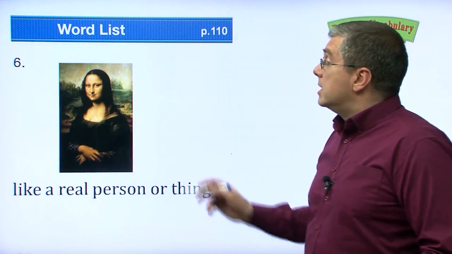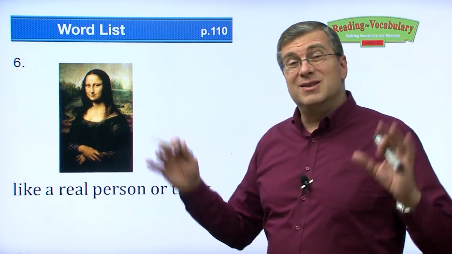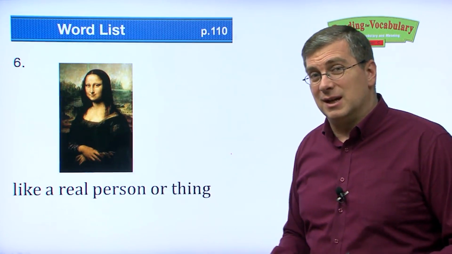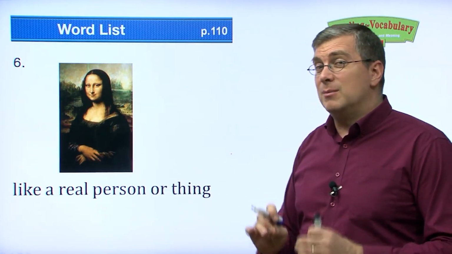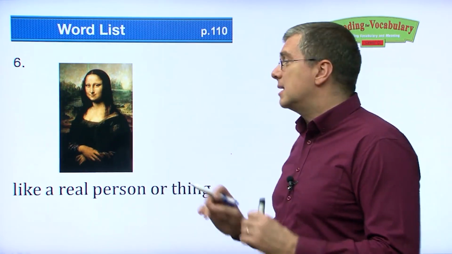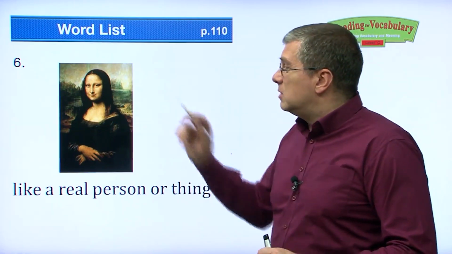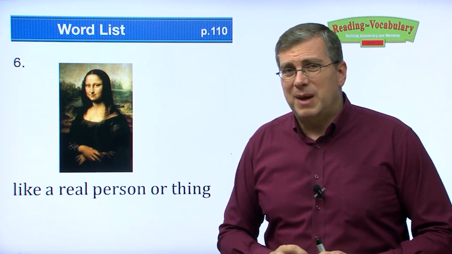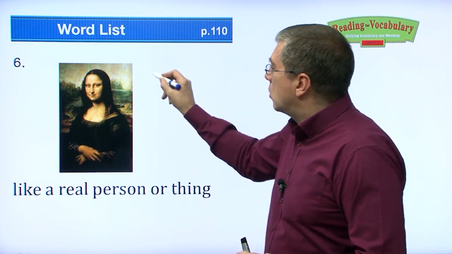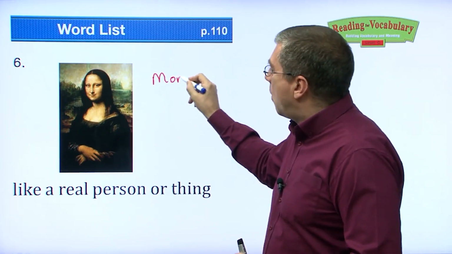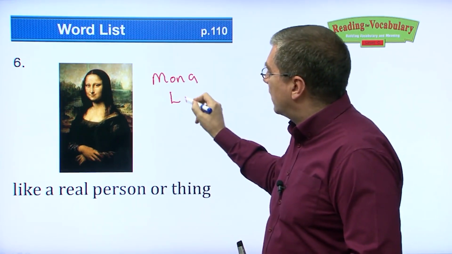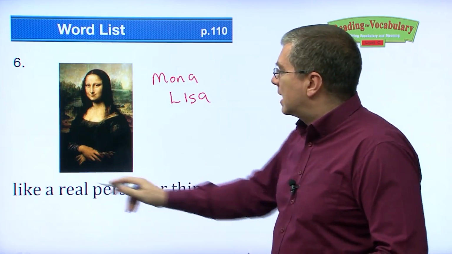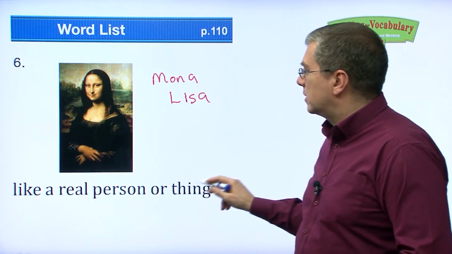Next one. Now, you know this painting, right? This is a very famous painting, painted by a very famous artist who lived in Italy a long time ago. Do you know the name of this painting? It's called the Mona Lisa, right? And why is it such a famous painting? Because it looks like a real person or thing.